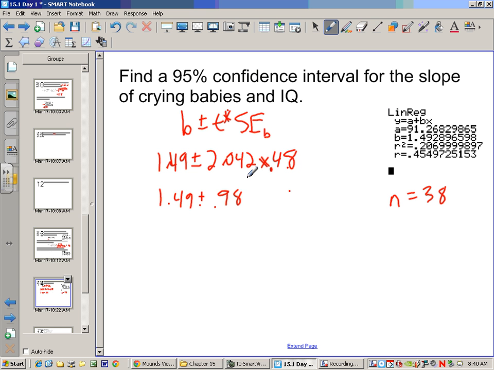So 1.49 plus 0.98 is 2.47. And 1.49 minus 0.98 is 0.51. So we are 95% confident that the true slope is between 0.51 and 2.47.